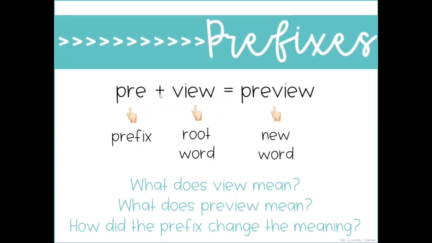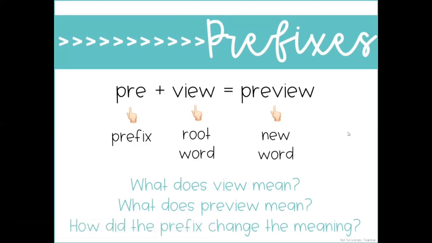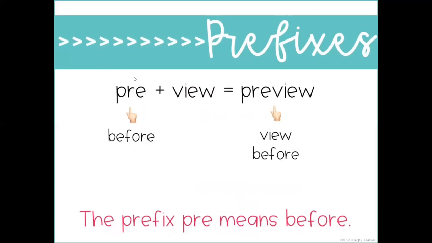Pre is our prefix. If we add it to view, our root word, we get preview. So what does view mean? View means to see something or to watch something. So what does preview mean? It means to watch it before. So again, the prefix changed the meaning of the word. Pre means before. When you add it to view, you get preview. So you view it before. Just like when you're watching a movie, you might preview some of the other movies by watching the trailers. You're watching it before. The prefix pre means before.